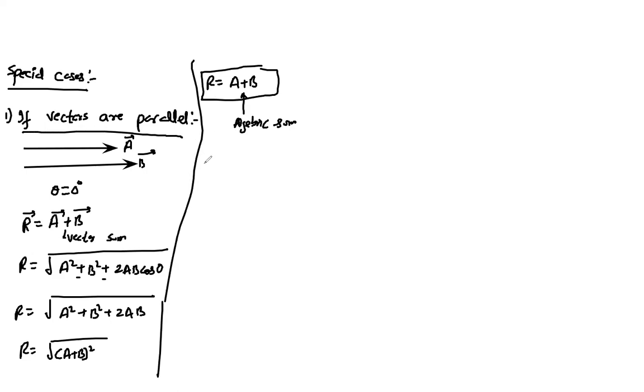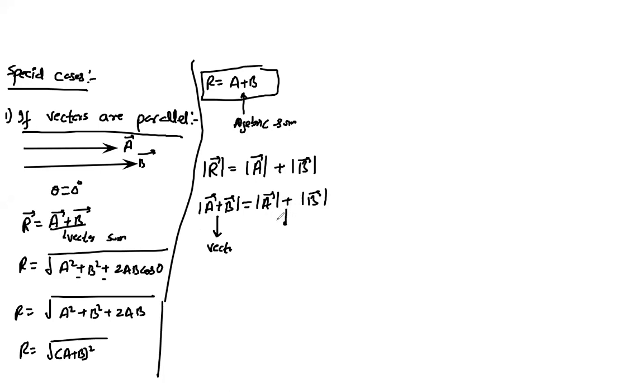So we can even write this R as mod of R. This is how we represent magnitudes, mod of A plus magnitude of B. We can even write this R as vector A plus vector B. Vector A plus vector B is magnitude of vector A plus magnitude of vector B. Sania, can you tell me, is this vector sum or normal algebraic sum? It's vector sum. Vector sum, very good. And what about this one? This is also vector sum. This is not vector sum.